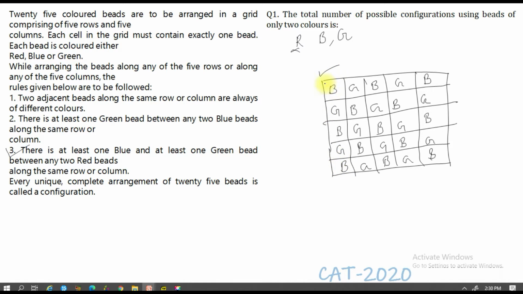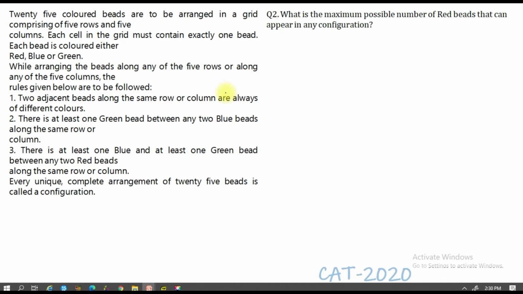In the second configuration, I'll put green here, then blue here, then green and so on. So in all, there will be 2 configurations. This is also a very easy question. You need only a few seconds to find this one. Let's go on to the next one.